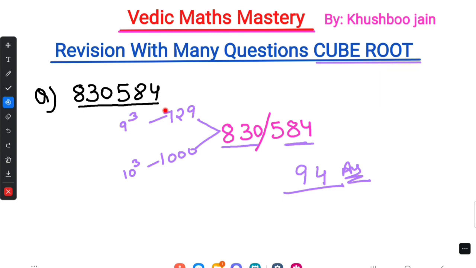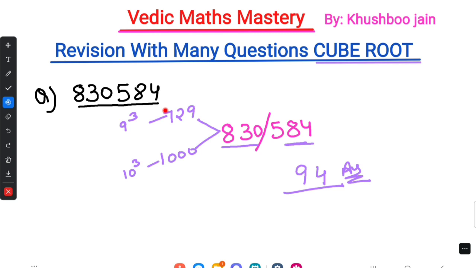Now I'll take a small 4-digit question. Okay, I'll take a 4-digit question, so you will be more clear. See how we can easily apply the same method on the other digits also.